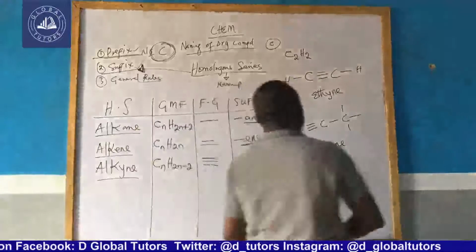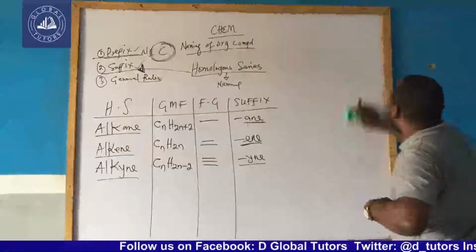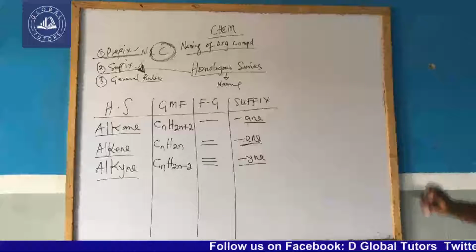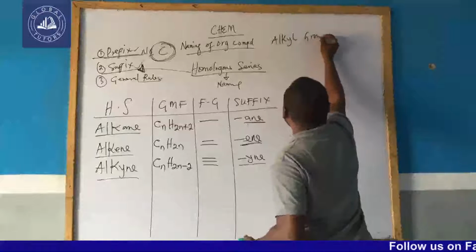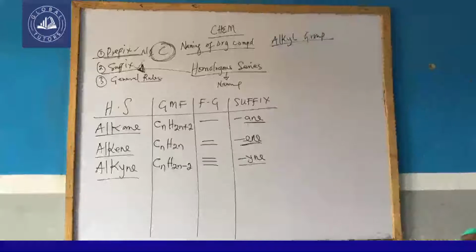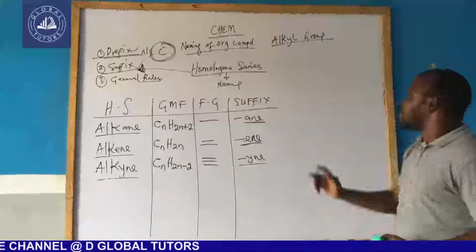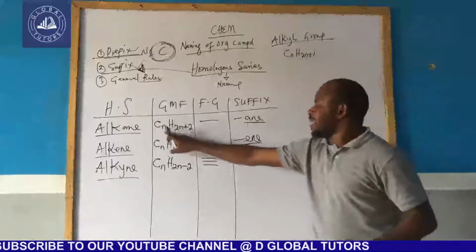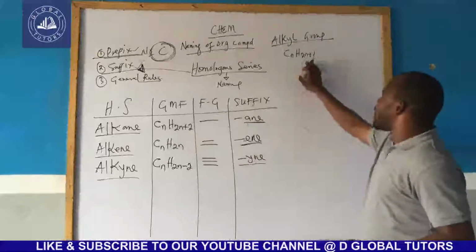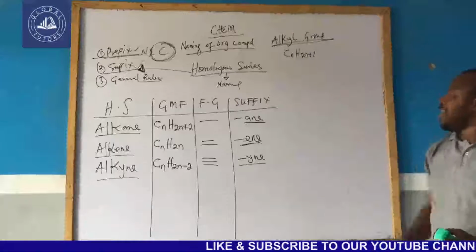Now before I go on, I'd like to look at a group. It is not a homologous series, but it is very important for our naming. We call them the alkyl groups. Now, what does alkyl group stand for? An alkyl group is an alkane that has lost 1 hydrogen atom. So you have CnH2n+1. You know for alkane we said CnH2n+2, but now we have CnH2n+1. We call them the alkyl group. They have lost 1 hydrogen atom.